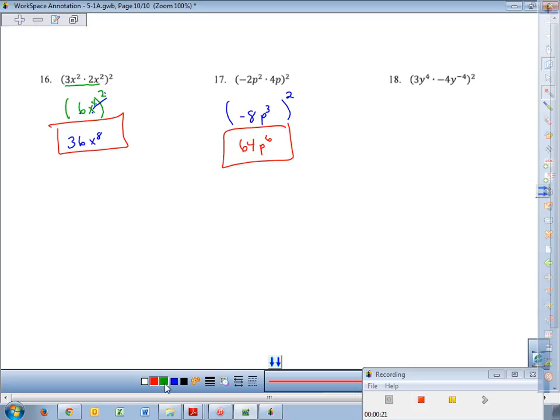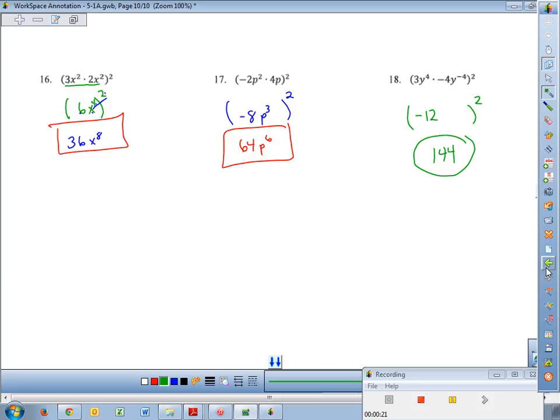And finally here, why don't you pause the video and try number 18 for me real quick. Should have simplified what's in there first and got a negative 12. And then y to the 4th times y to the negative 4th is y to the 0th, which I'm not even going to write because that's 1. It's all got to get squared, and you should just get 144 out of that situation. It turns out positive because anything to an even exponent will turn out to be positive. So there's 18 examples for you.